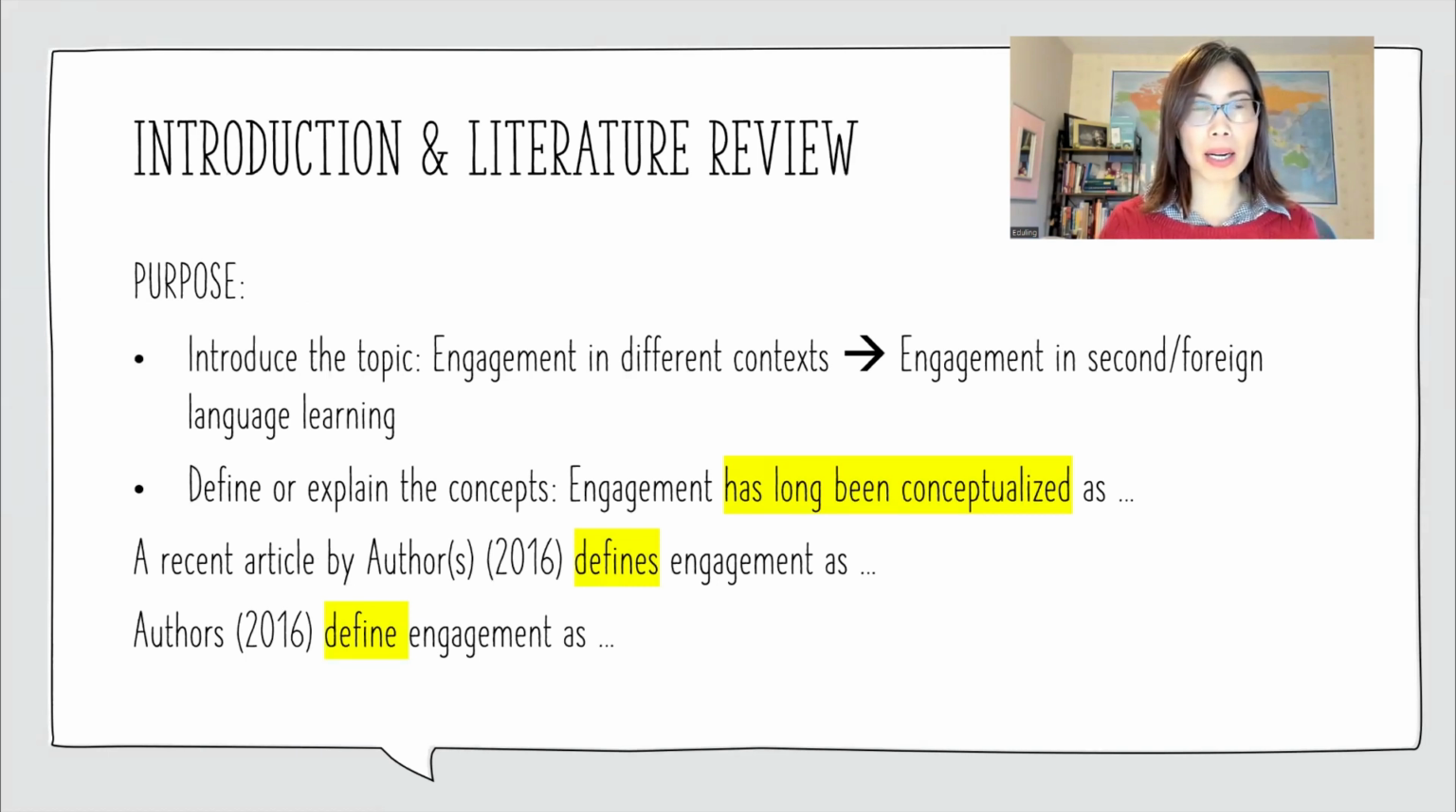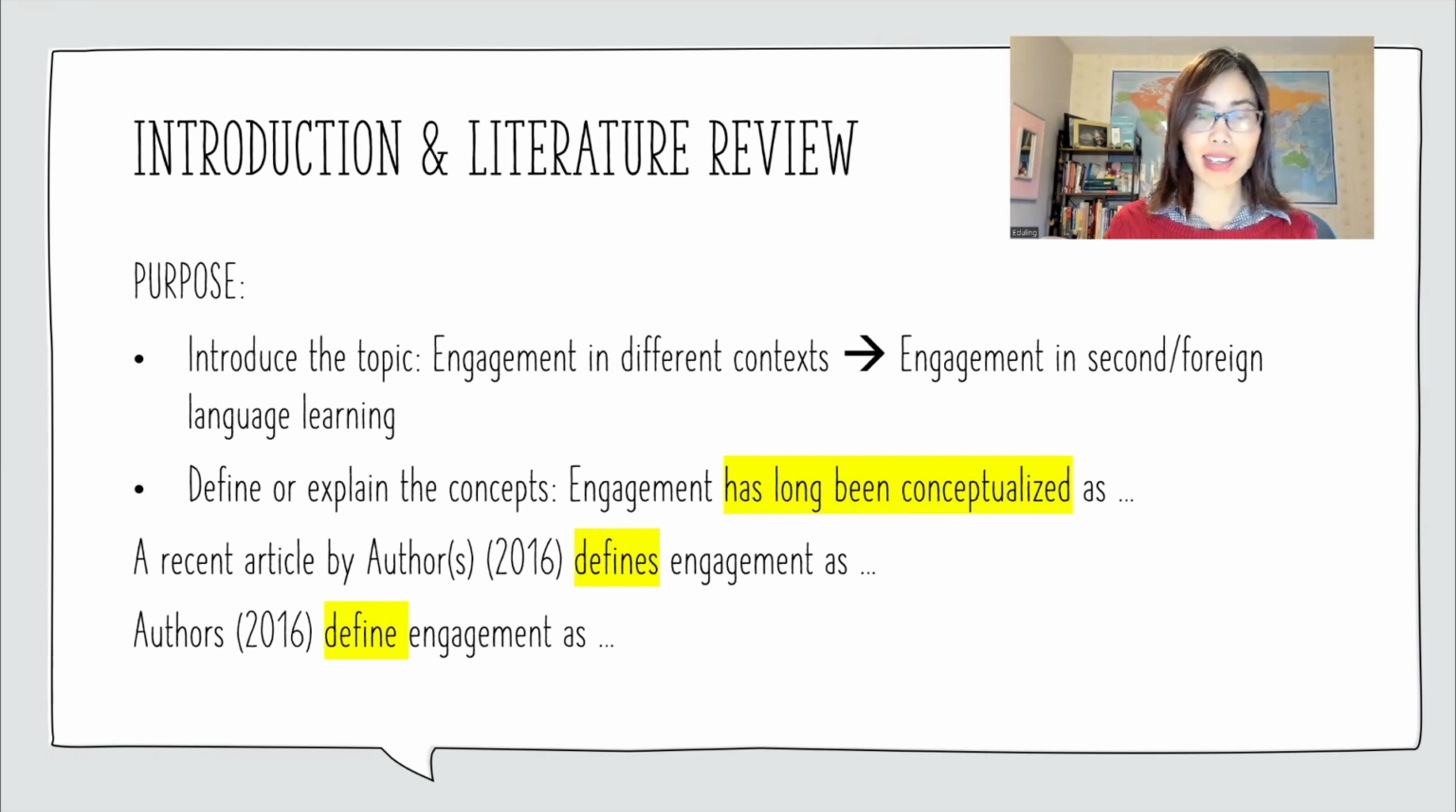Now let's talk a little bit about the different parts of your paper, and I'm going to give you some examples from my paper with other researchers that you have read. So the first part is the introduction and the literature review together. The purpose here is for you to introduce the topic, of course, and in my paper, the topic is engagement. So I start by introducing the concept of engagement in different contexts, and then I focus on engagement in second and foreign language learning. I also define and explain the concepts, and in this case, it is engagement.